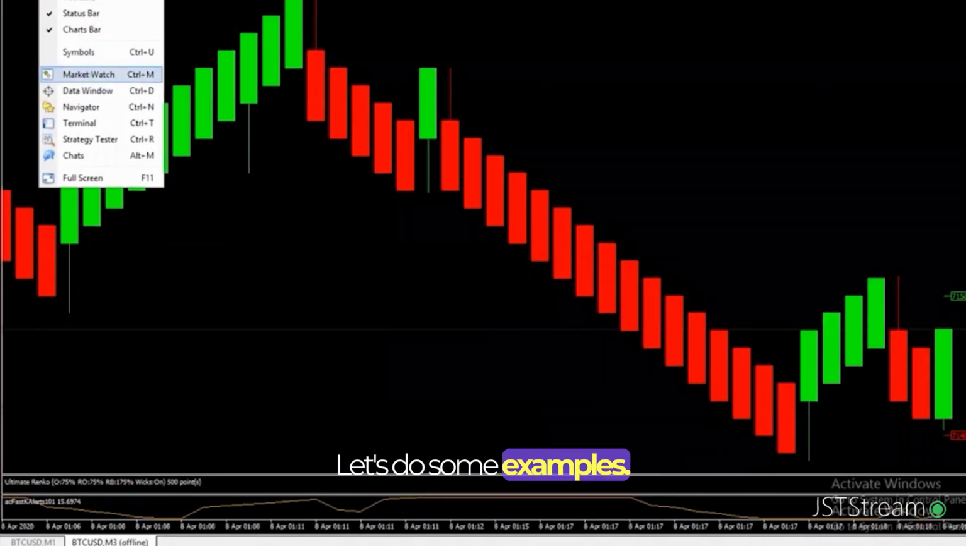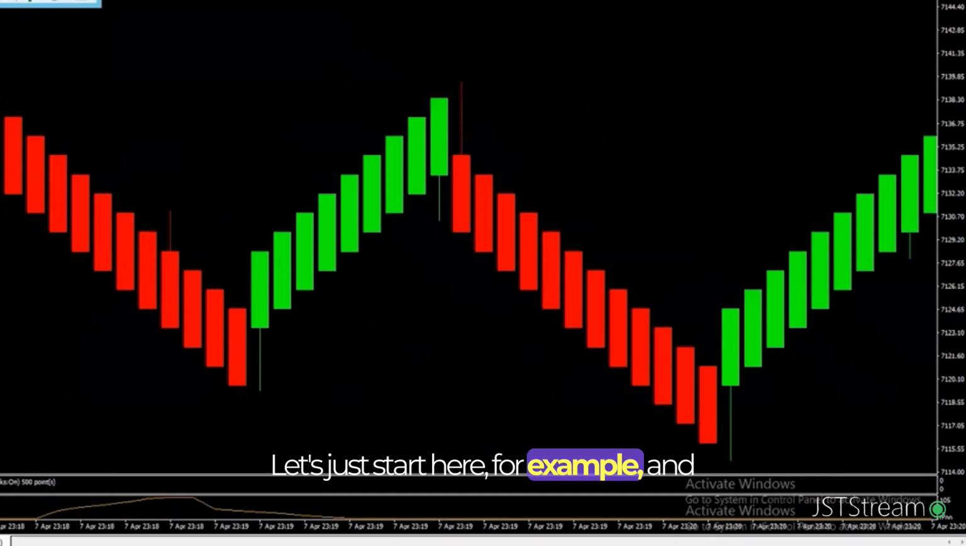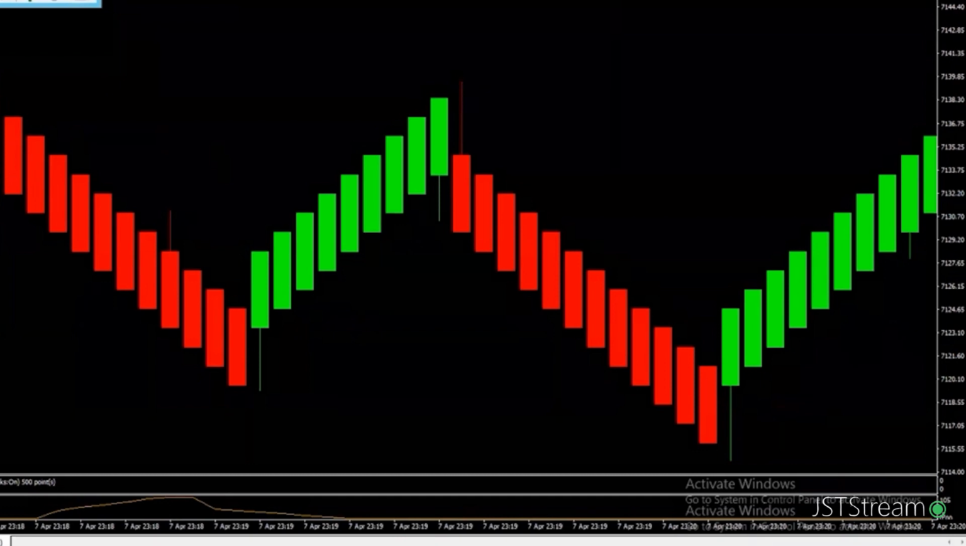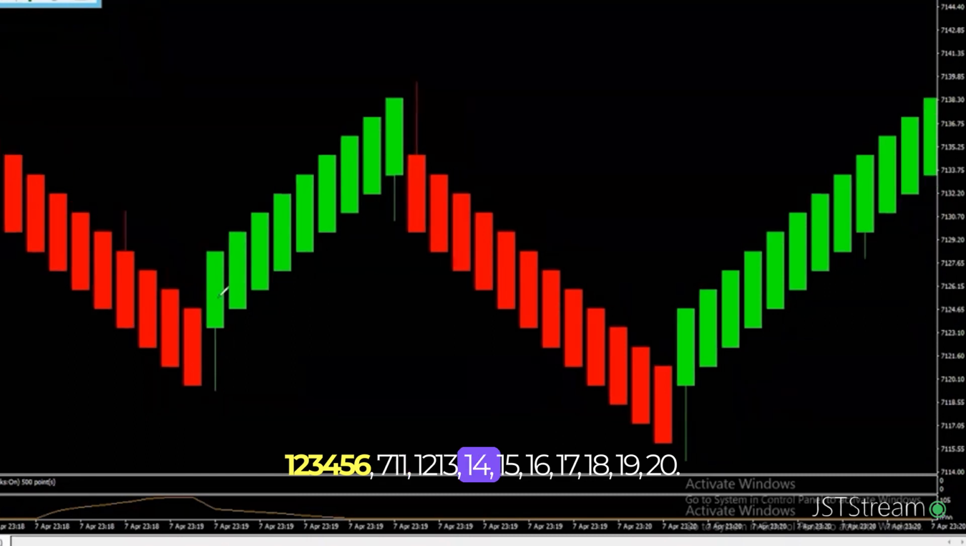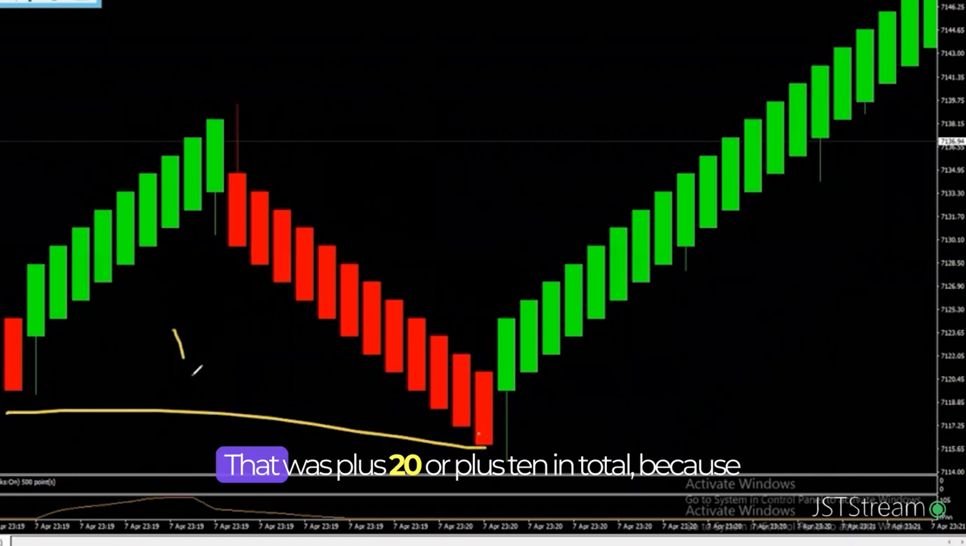Let's do some examples. Let's just start here, for example. And hopefully you keep tally of this because I don't want to write it down. So 1, 2, 3. Okay, so this is our first trade. 1, 2, 3, 4, 5, 6, 7, 11, 12, 13, 14, 15, 16, 17, 18, 19, 20. They're done. That was plus 20 or plus 10 in total because of the cost.